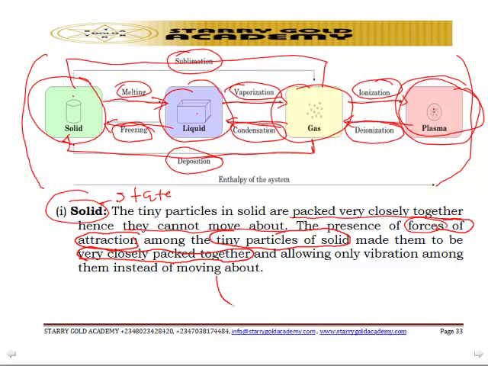So, assuming I have a container and the molecules here, let me draw a little diagram of a solid. Look at a solid. Their molecules are tightly packed together. These are the molecules or particles of a solid. They are tightly packed together. The particles are not allowed to move. They are held tightly together by a strong force known as covalent force.